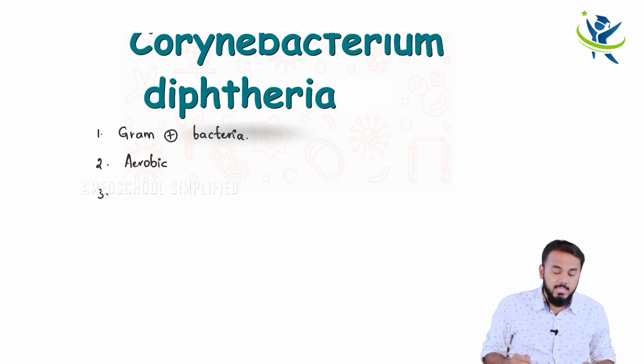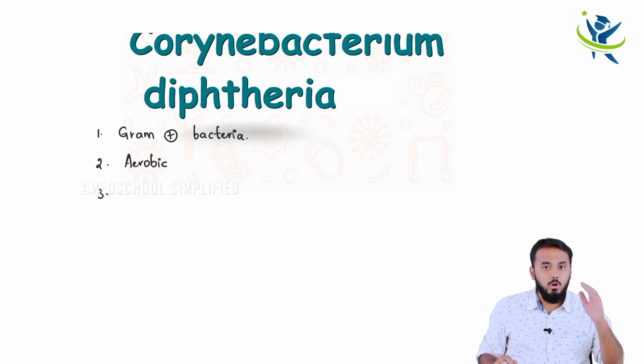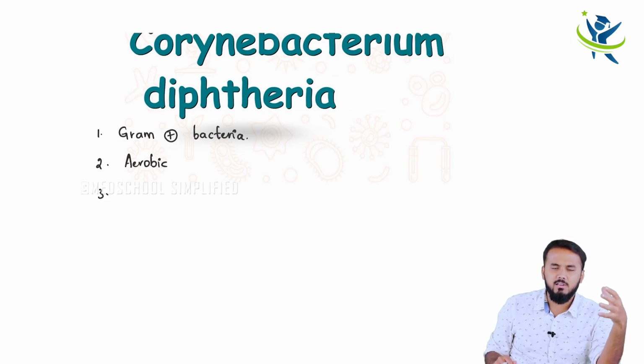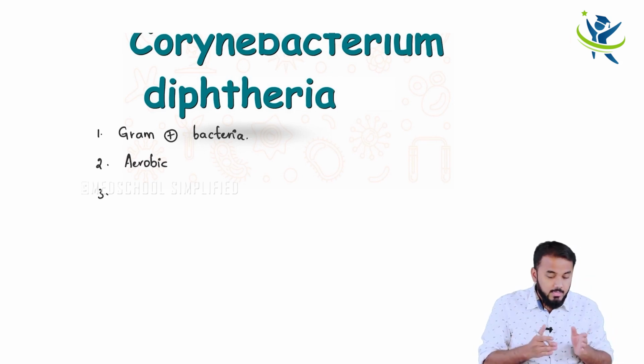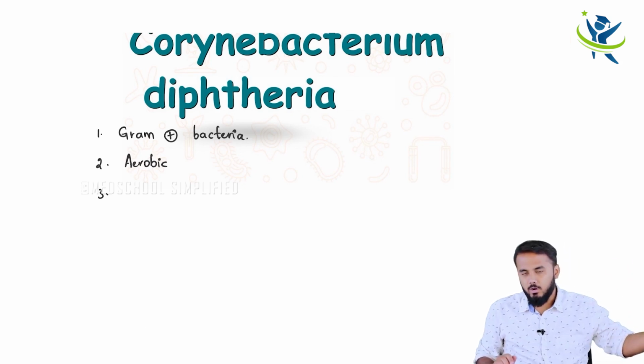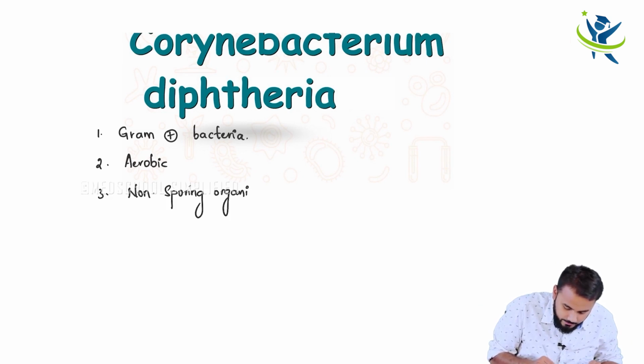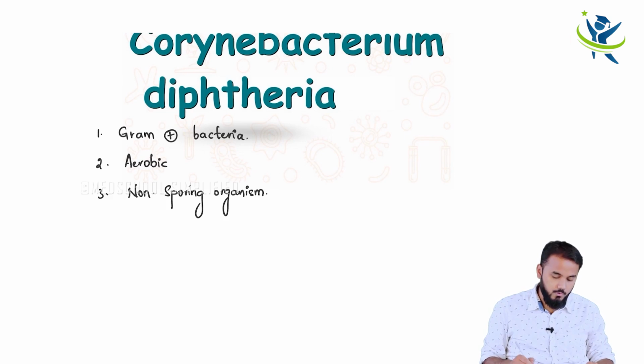The third important thing is, unlike Clostridium species, this bacteria does not form any spores. In Clostridium species like Clostridium tetani, difficile, perfringens, botulinum, all these species form spores, and these are so toxigenic, some even neurotoxic. In the same way, Corynebacterium diphtheriae does not produce any spores, right? It is a non-spore forming organism.